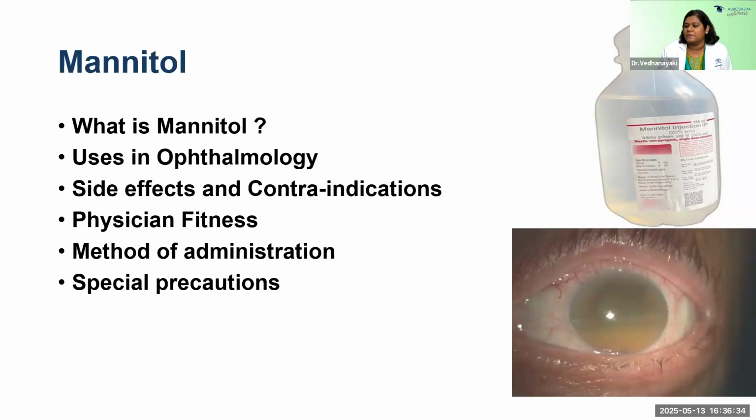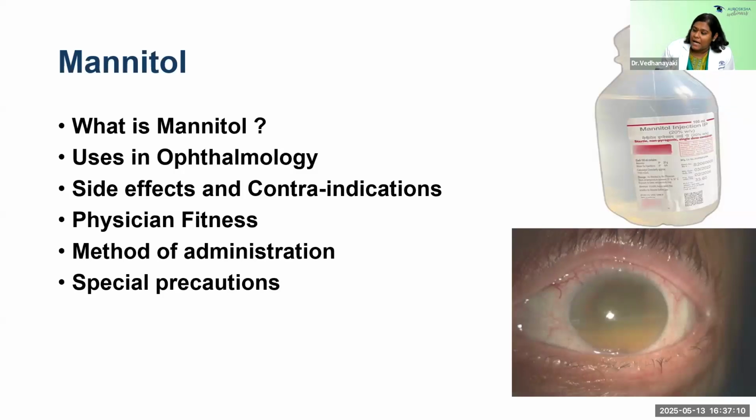Method of administration. It is an IV drug, but it has to be given as a slow infusion over a period of 30 minutes. You should know that the full effect comes only after 60 minutes to 1.5 hours. So if you want to operate on a patient, you have to start IV mannitol 2 hours prior to the surgery, so that it will take 30 minutes to infuse and 1.5 hours for the drug to act, so that you can comfortably operate on the patient.